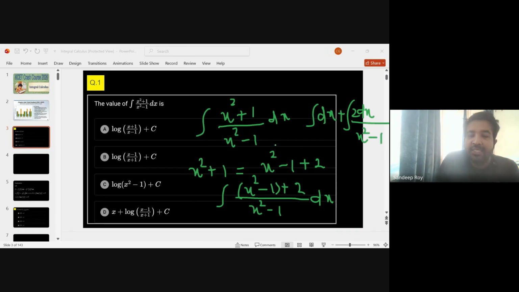Now the first part you can integrate easily. The integration of dx will be x. The second part you can integrate using the standard formula, and that will be log of x minus 1 by x plus 1. So option D is correct. I hope it is clear. Simple question. Now we'll go to the next one.